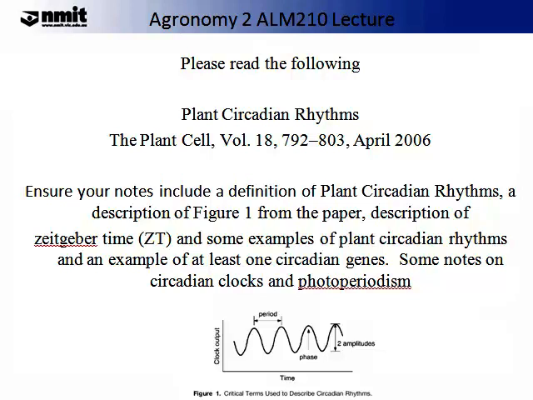After you have read this article, please ensure your notes include a definition of what a plant circadian rhythm is, a description of Figure 1 from the paper, which is shown below, a description of ZT and some examples of plant circadian rhythms, and at least one example of a circadian gene. Place these notes on circadian clocks and photoperiodism with these lecture notes to complete the full content of this topic.